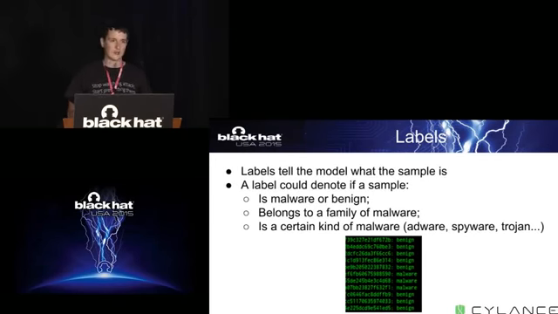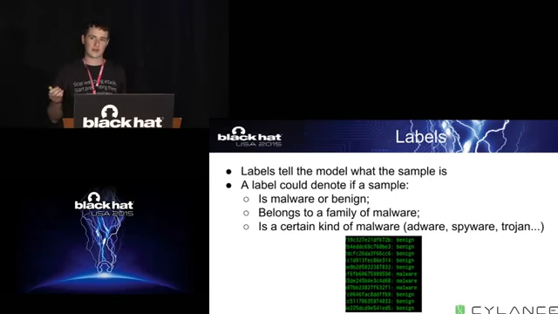So labels. The label is going to tell the model what the sample is. And in our case, it's going to be a very granular, just good versus bad decision, right? But if you wanted to do some advanced analytics, you could also have labels. Like, let's say you wanted to train a model to detect if something's banker malware or not. Or train a model that says, okay, this thing's probably a keylogger. You could train a model to do some more advanced analytics that way.